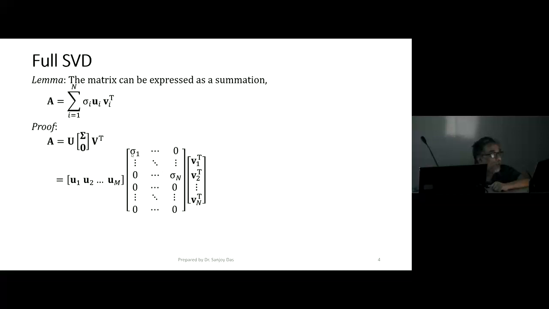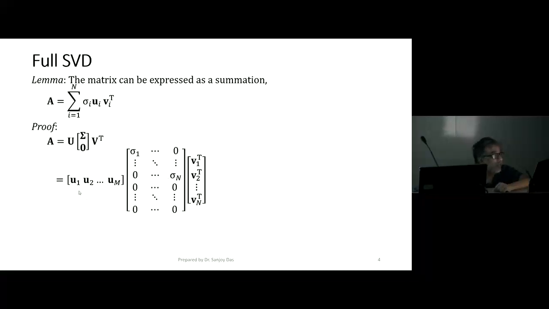Now I'll multiply the second and the third matrices here. Okay, so what should I get? Sigma 1, V1 transpose in the first row. Second row will be sigma 2, V2 transpose. The nth row will be sigma n, Vn transpose, and then I'll have a bunch of zeros. All the rows beneath that will be zeros, in this product of the second and the third matrices.